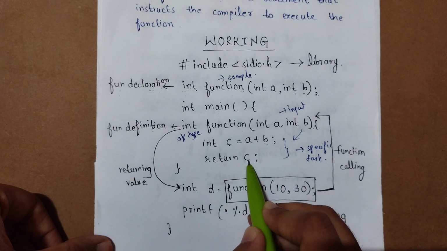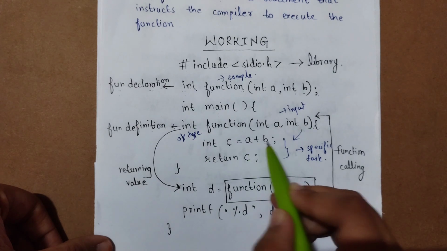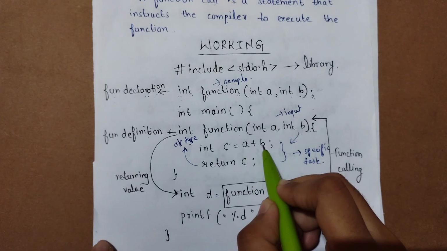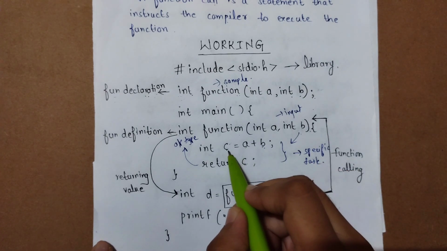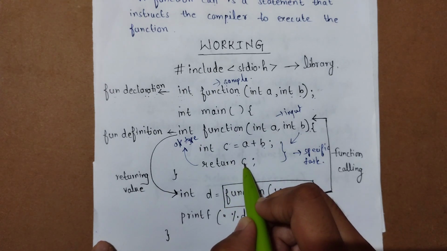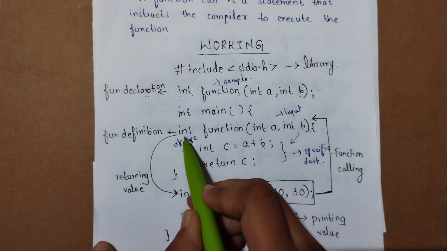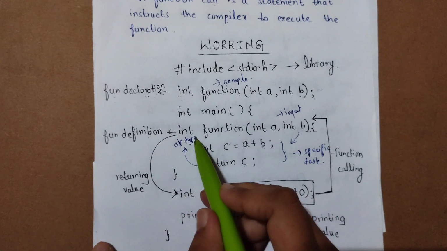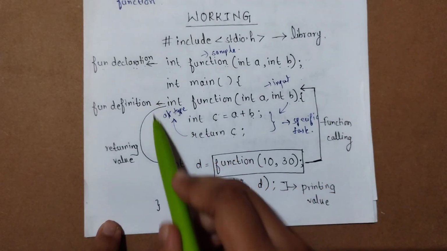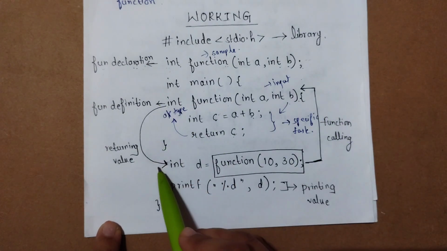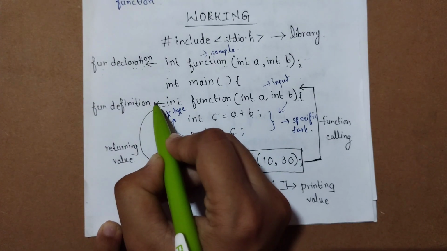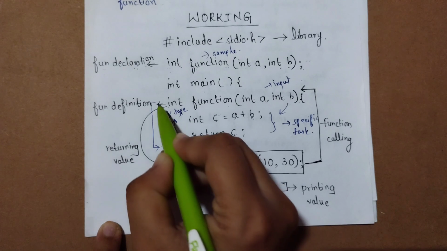Now when we return c, here a and b are of integer types, so the summation, the result will be of integer type. So here when we write return c, we are saying that our output c is of integer type. So this is our function, okay, this is our function definition from here to here.